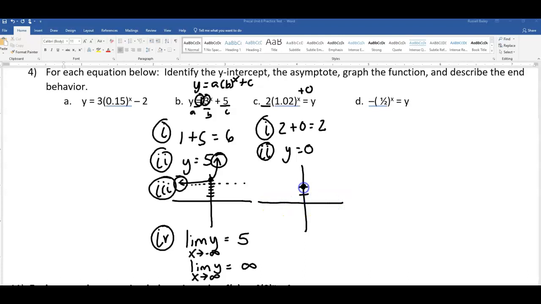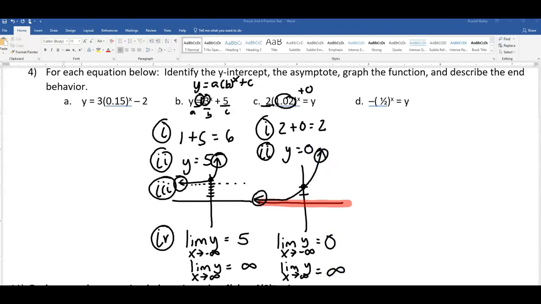Y-intercept is 2. Horizontal asymptote is right on the x-axis this time because it's 0. And since my B value is greater than 1 and my A value is positive, looking at our chart in lesson 8.3 shows us it's flat on the left and up on the right. And once again, in end behavior, the left side is 0 and the right side is infinity.